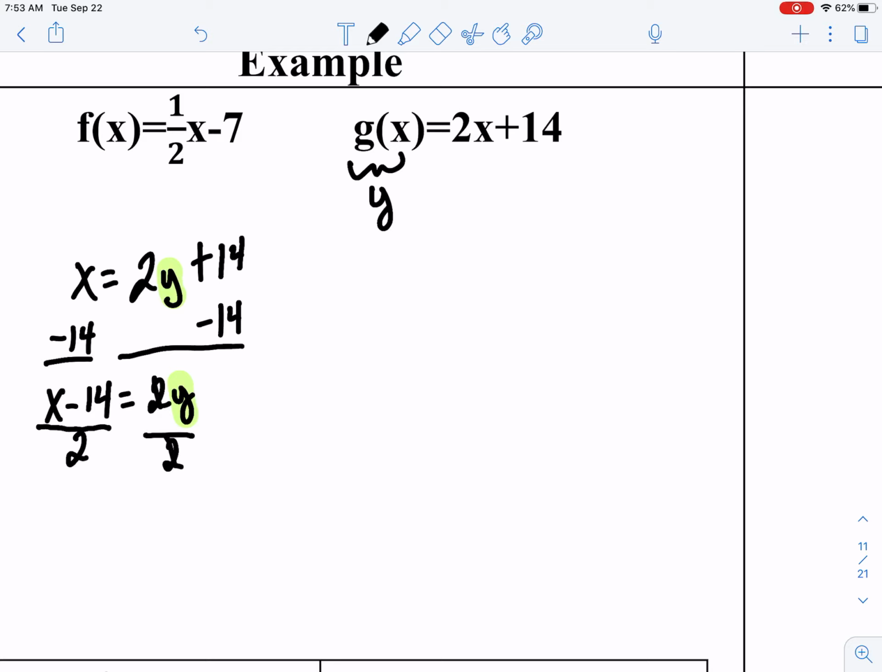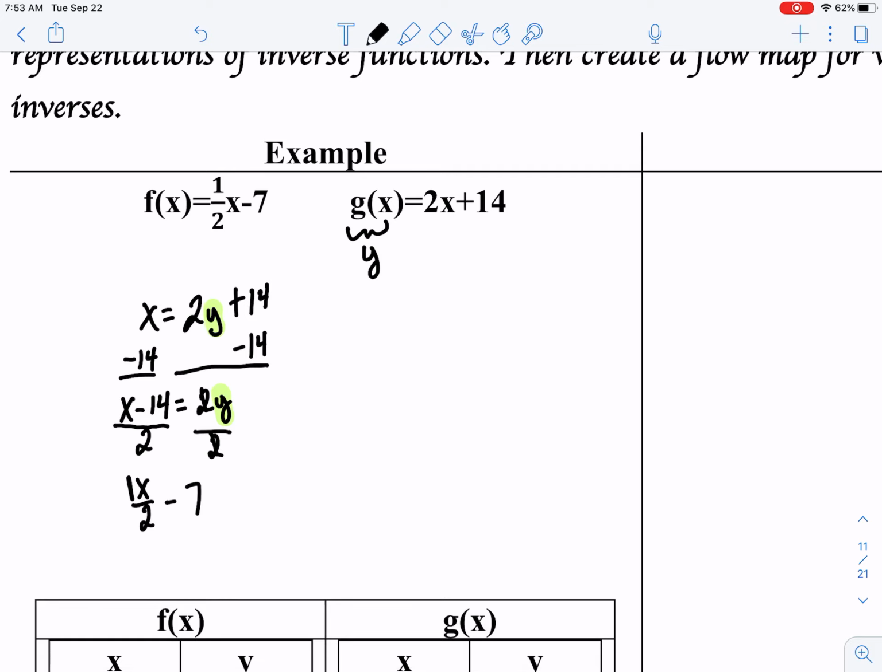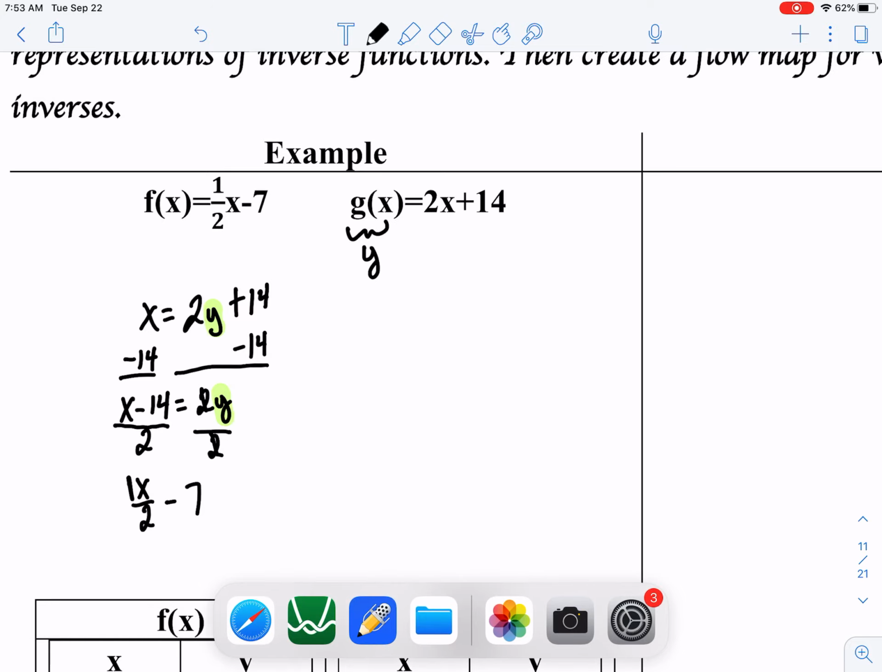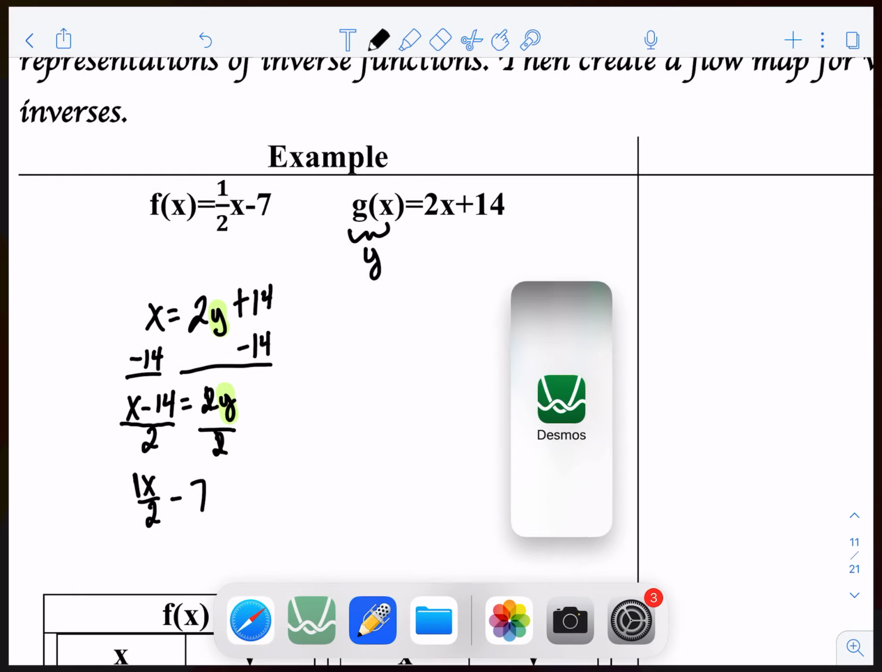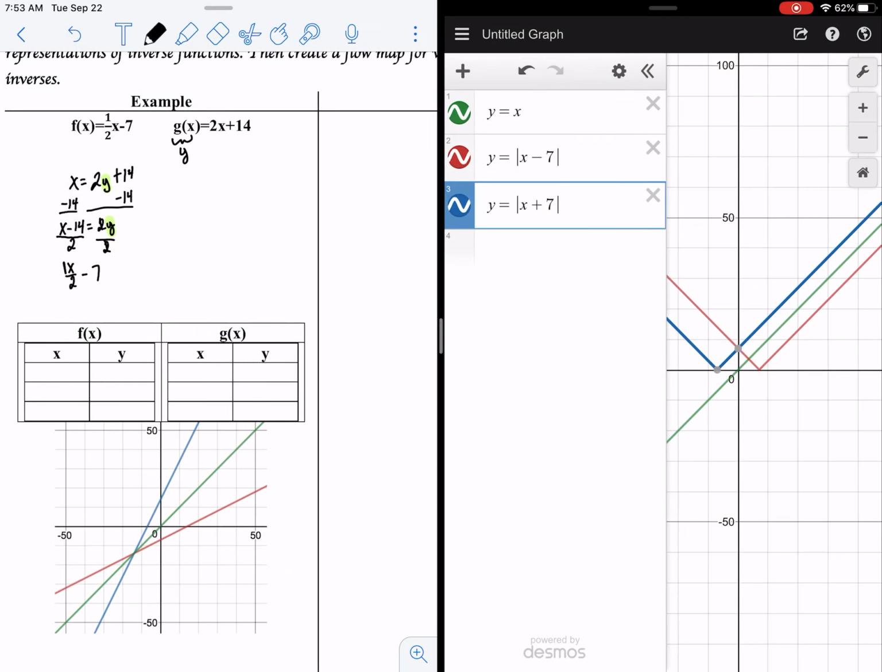My 2's cancel, and I'm left with x over 2. 14 divided by 2 is 7, and it's a minus. So I'm left with x over 2 minus 7. And remember, I can put a 1 out in front. The way I have it written looks similar, but not exactly to what my given function is. So I'm going to verify it really quick.